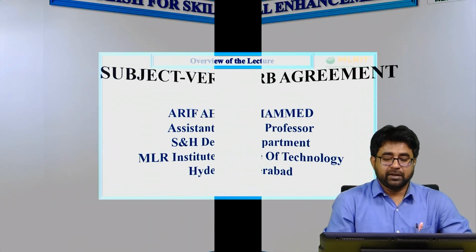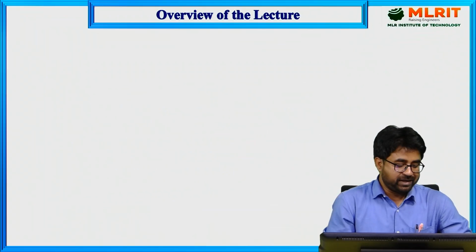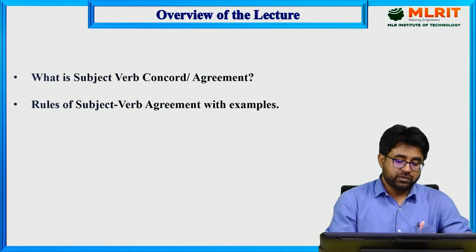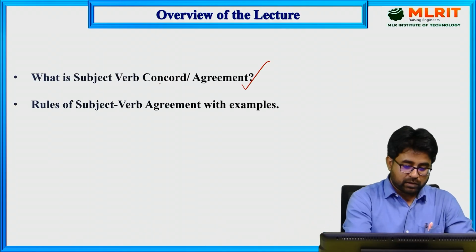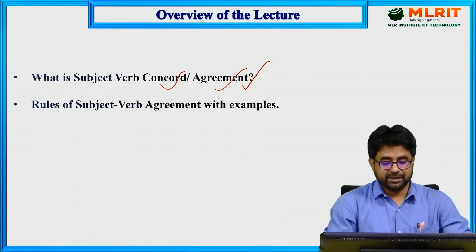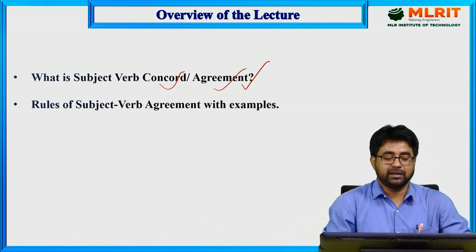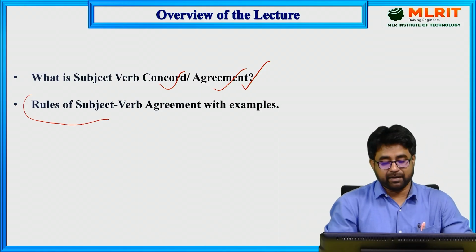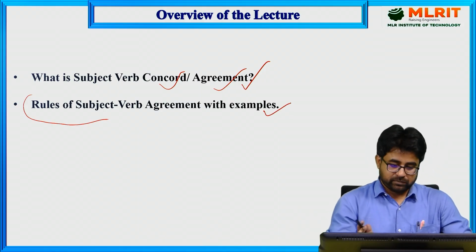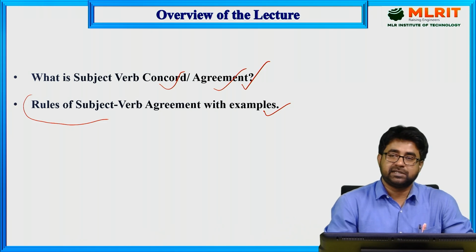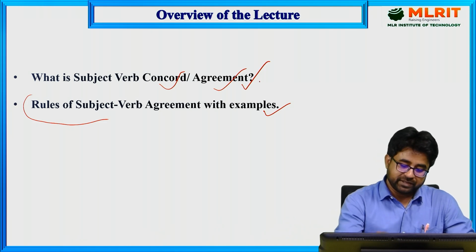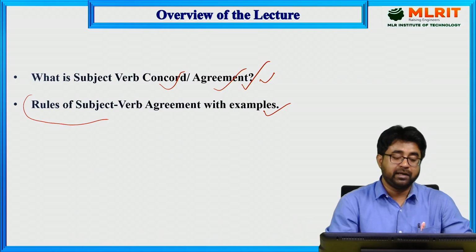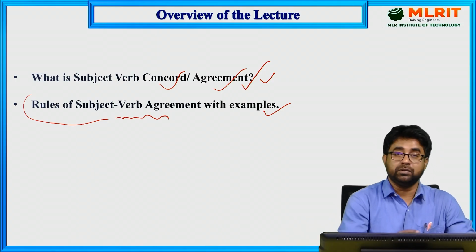So let's see what is the overview of today's lecture. What are the points that I am going to cover? First, what is subject-verb concord or agreement? That is one aspect that I will be talking about, and then we'll be discussing the rules of subject-verb agreement with examples. There are not many aspects in the lecture today. First we will get an idea about the concept, and then we will talk about the rules with examples.